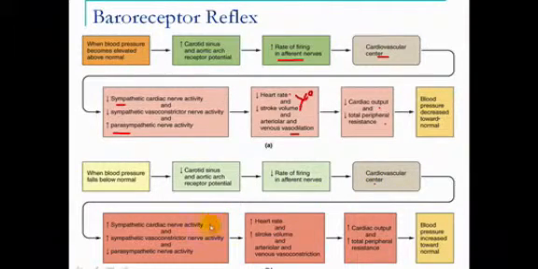So to counteract that drop in blood pressure, we're going to increase sympathetic activity, decrease parasympathetic activity. So that would increase my heart rate and increase my stroke volume, therefore increasing my cardiac output, and it would cause arterial vasoconstriction, which would increase total peripheral resistance. If I increase cardiac output and total peripheral resistance, that increases my blood pressure.